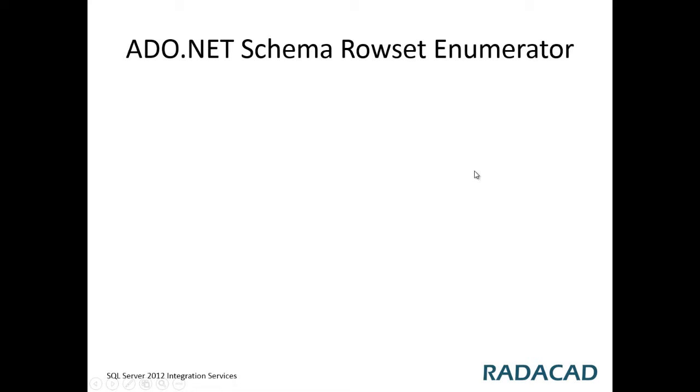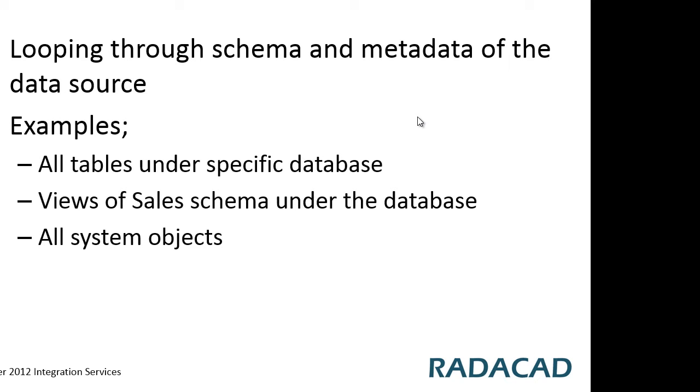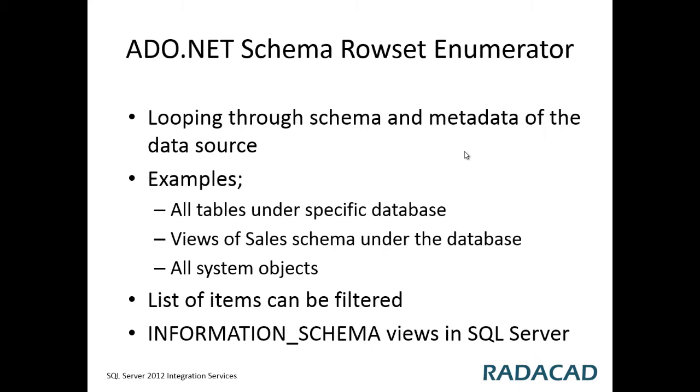First of all, the ADO.NET Schema Rowset Enumerator provides the ability to loop through the schema and metadata of the data source. This kind of metadata and schema can be, for example, looping through all tables under a specific database, views and sales schema under the database, all system databases, foreign keys, relationships, indexes, any kind of metadata and schema collections can be looped through with this enumerator. And the list of items can be filtered as well. I'll show you a sample.